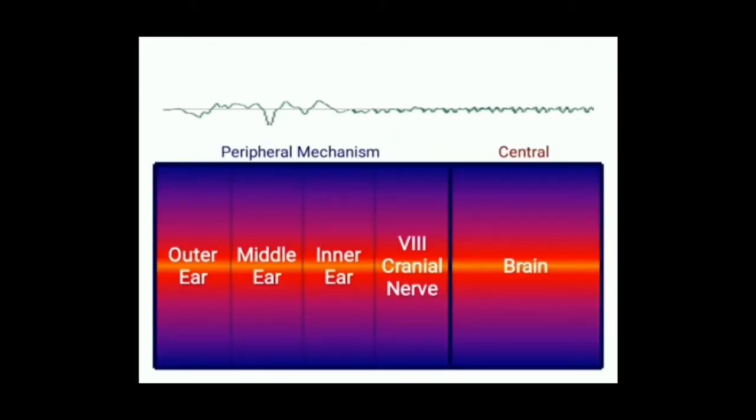Sound from the external environment is conducted through the outer ear, through the middle ear, and it reaches the inner ear. In the inner ear, it is transduced, that is, it is converted into action potentials and it is propagated along the 8th cranial nerve to reach the brain for sensory perception.